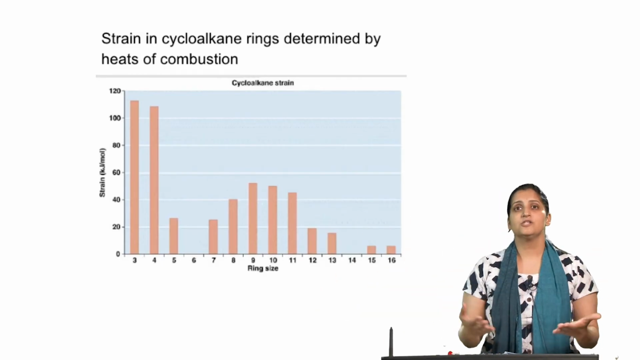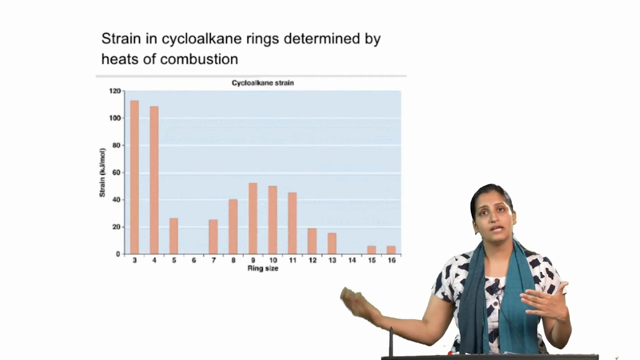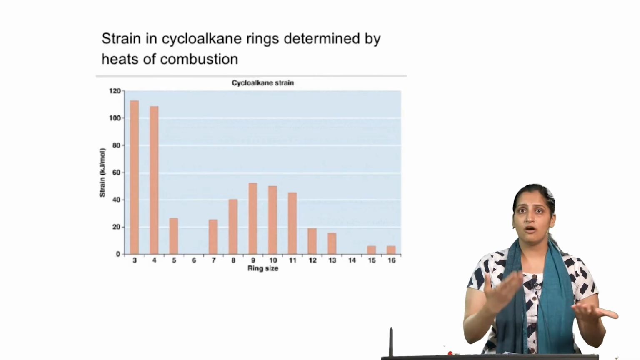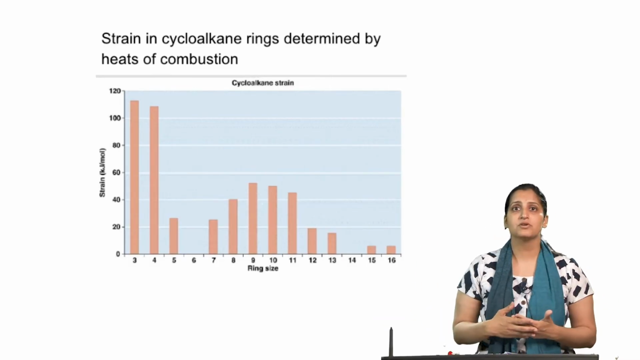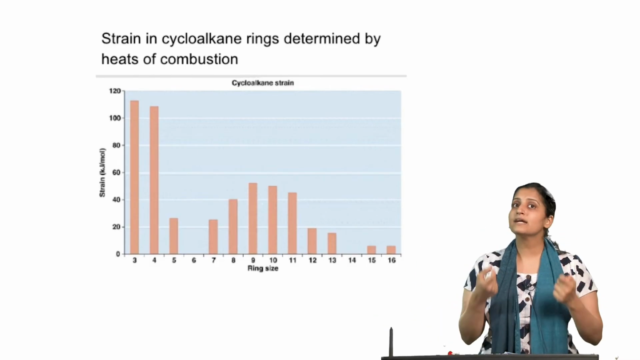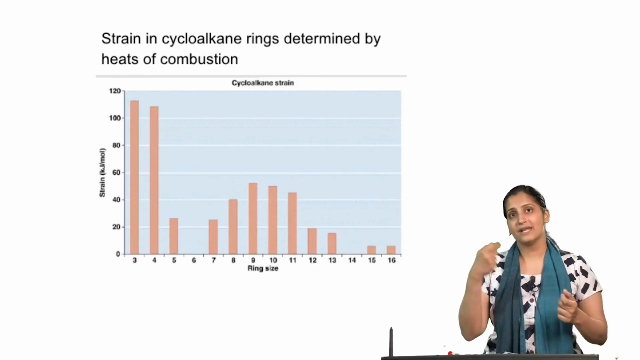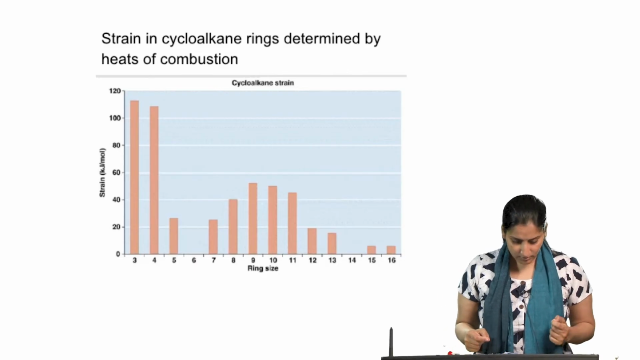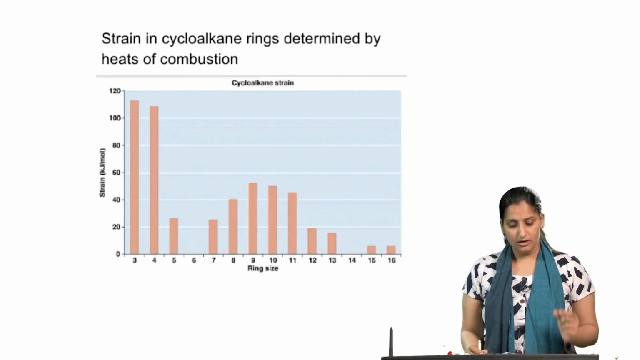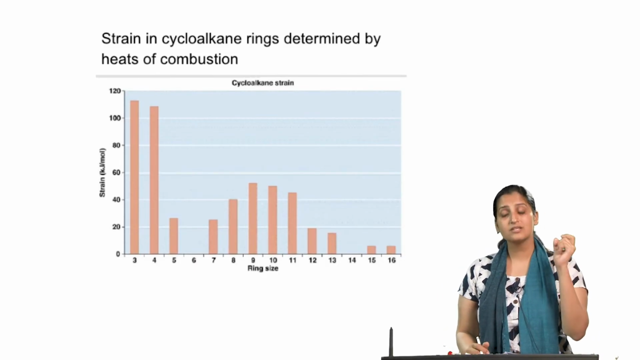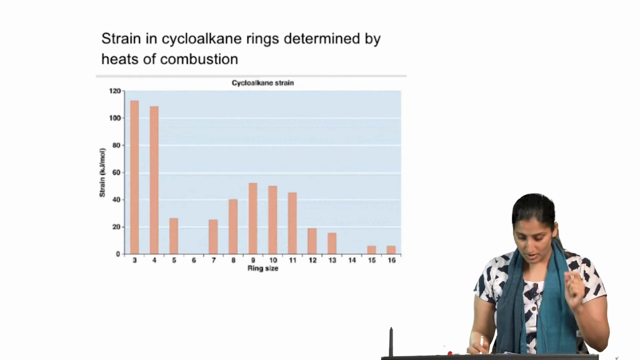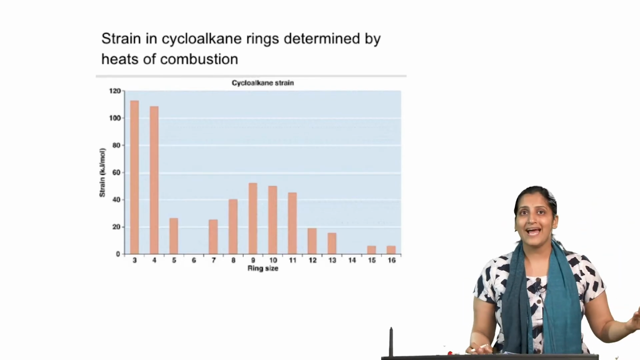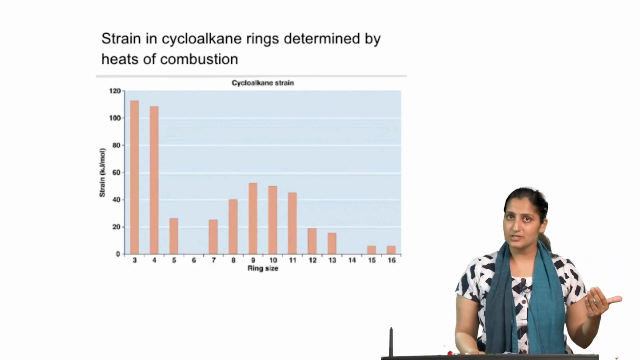So, if I now subject all of these cycloalkanes to the combustion reaction and measure the energy given off as each molecule undergoes combustion, I can really predict the stability of cyclopropane as compared to cyclobutane and so on. The strain in cycloalkane rings is determined by the heat of combustion. Cyclopropane gives off the maximum energy when it reacts to form CO2 and H2O.